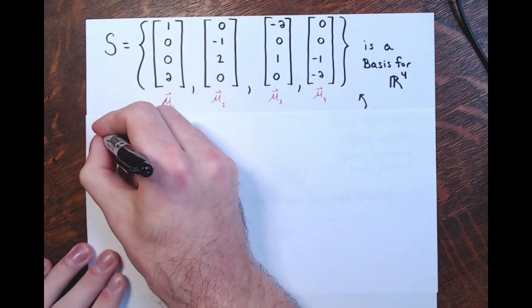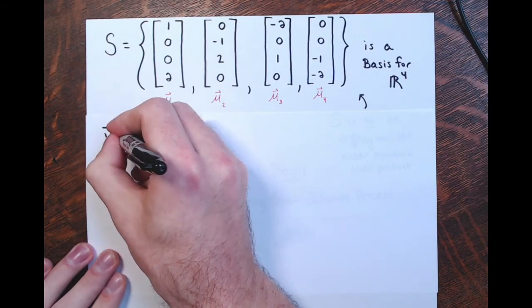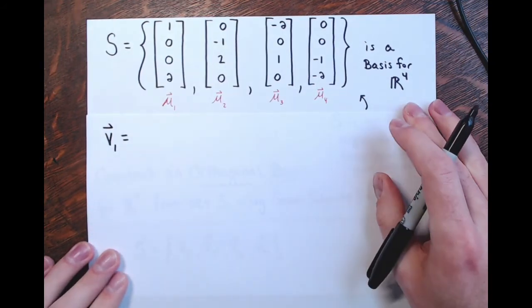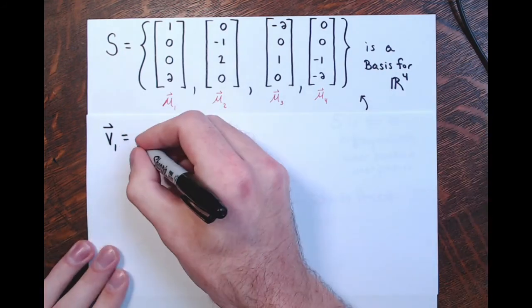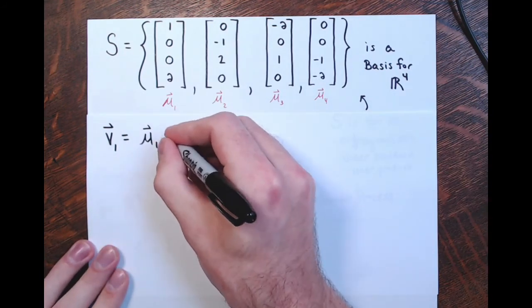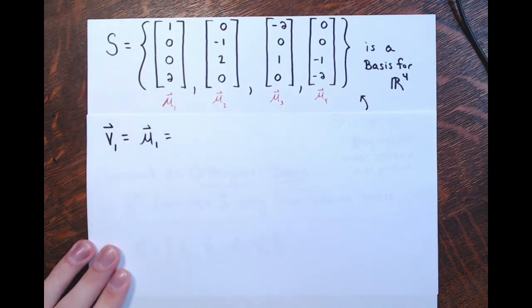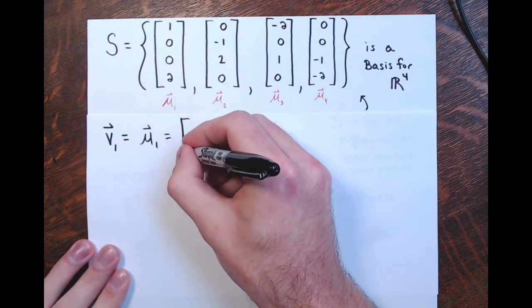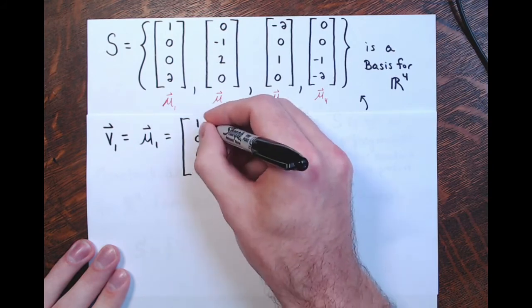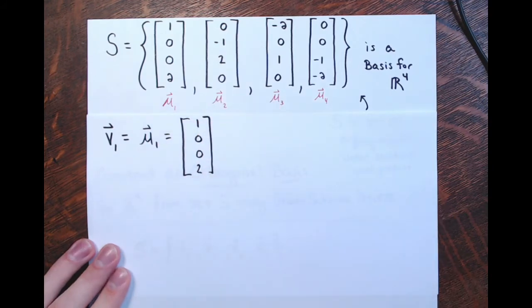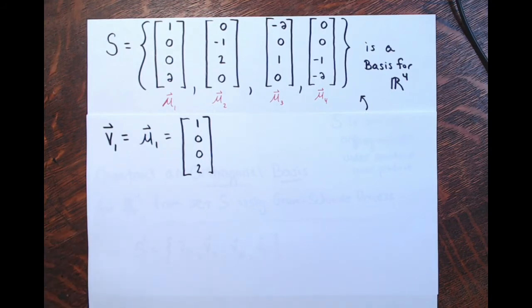So V1, the very first vector in my new set, this orthogonal set I'm trying to construct. Very easy, just V1 is U1, the first vector from my original basis. So 1, 0, 0, 2. And then here's what that formula was saying after, V2.